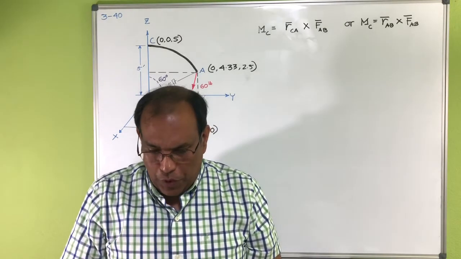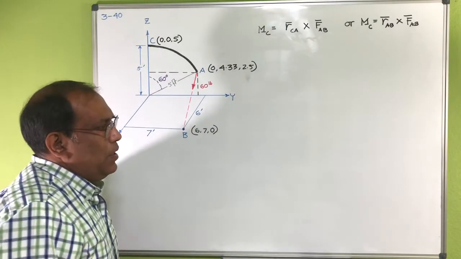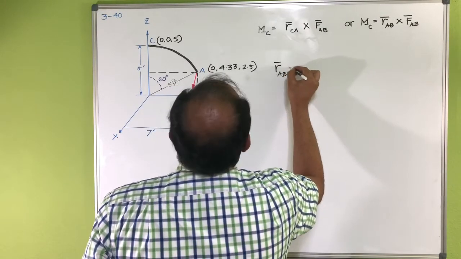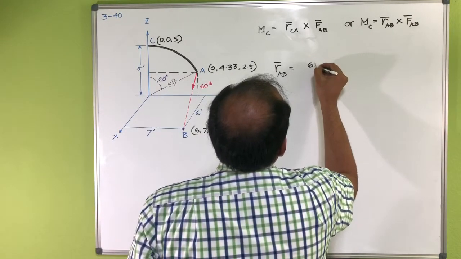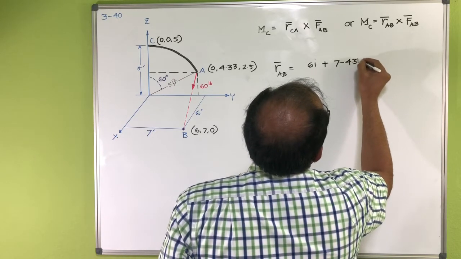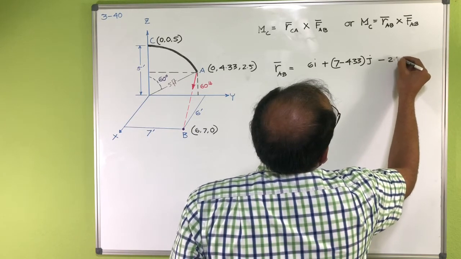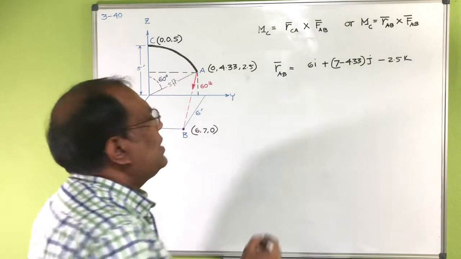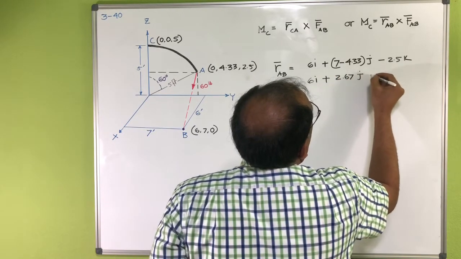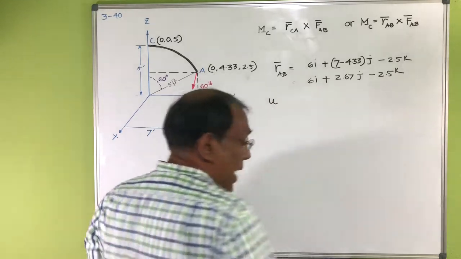So now we have to first find the force vector, which was working from A to B. To do that, first I have to find the position vector from A to B. So B minus A, that's actually 6I, 7 minus 4.33 J, and minus 2.5 K. So that's basically 6I plus 2.67J minus 2.5K.